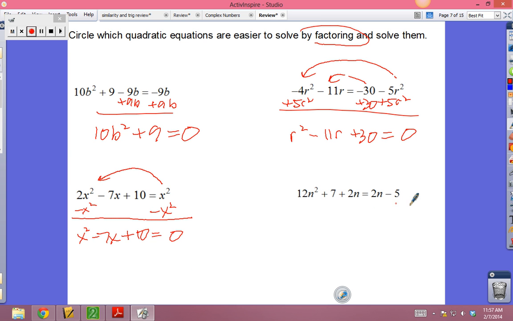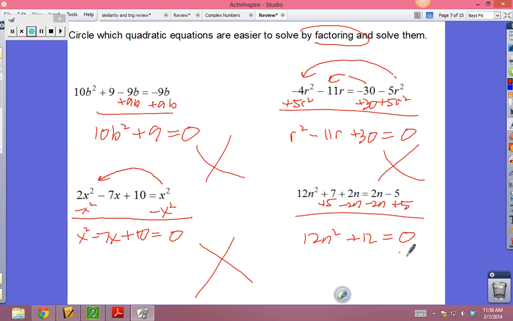And then let's do the same here, and then let's see if we can figure out the answer. So let's minus 2n, minus 2n, and let's plus 5 on this side and plus 5 there. So if you do that, you're going to have 12n squared plus 12 equals 0. So that's your first move. The only way you can determine is if you get everything on the same side. Now, factoring is if you can do this, your little template. So let's see which of these four are going to be a piece of cake to factor.